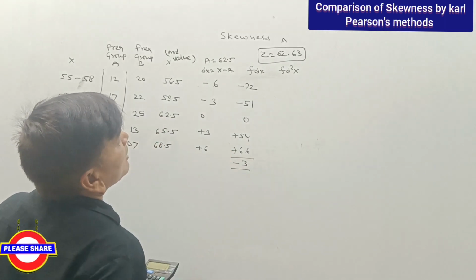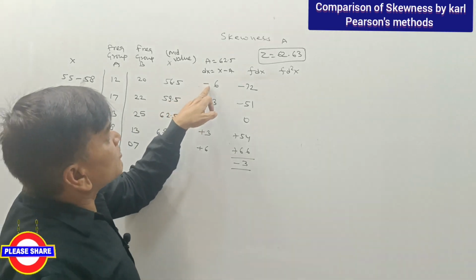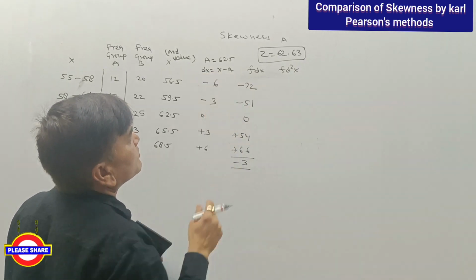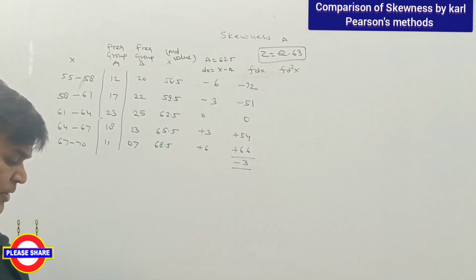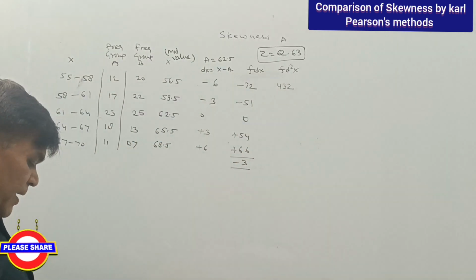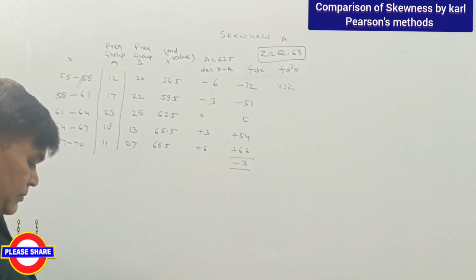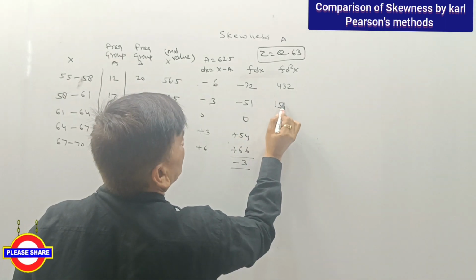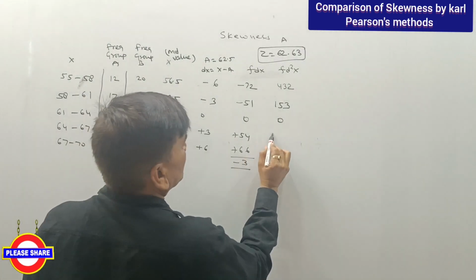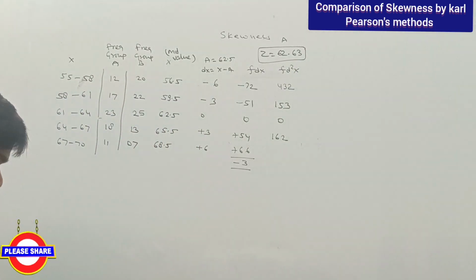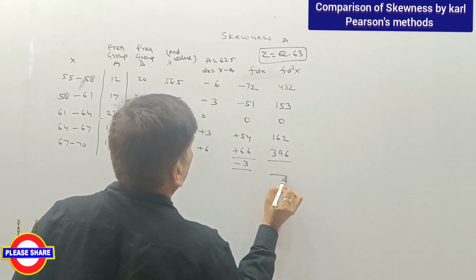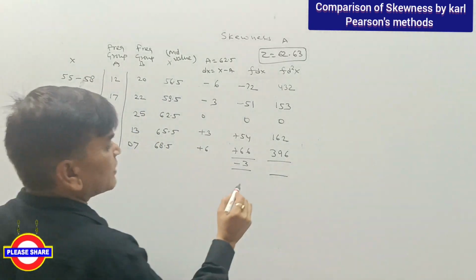Now f dx square means f dx multiplied by dx. So 6 multiply 72 is 432, 3 multiply 51 is 153, 54 multiply 3 is 162, and 66 multiply 6 is 396. So the result is 1143.